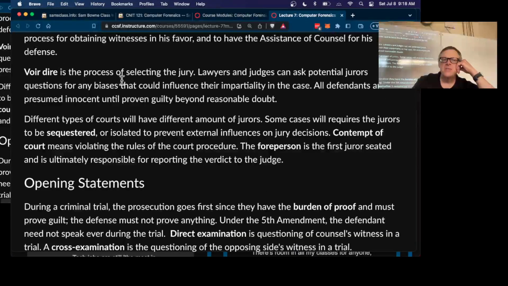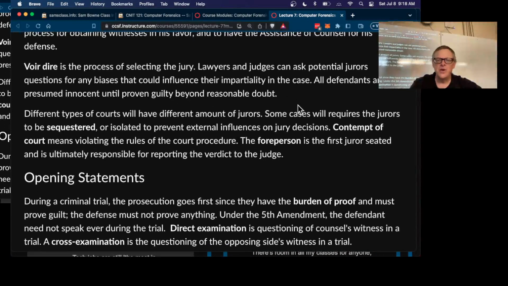So voir dire is this process of selecting the jury. It's Latin, I think, for to see and to say. I'm not quite sure, but anyway, it's where you ask questions to see if you are somehow going to be biased in the case and should therefore be excluded from the jury.